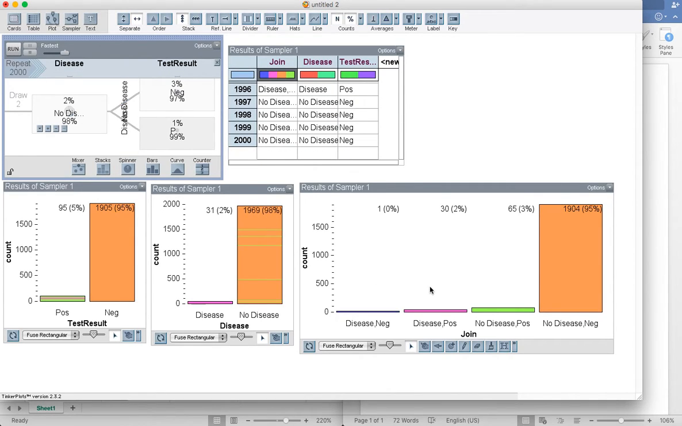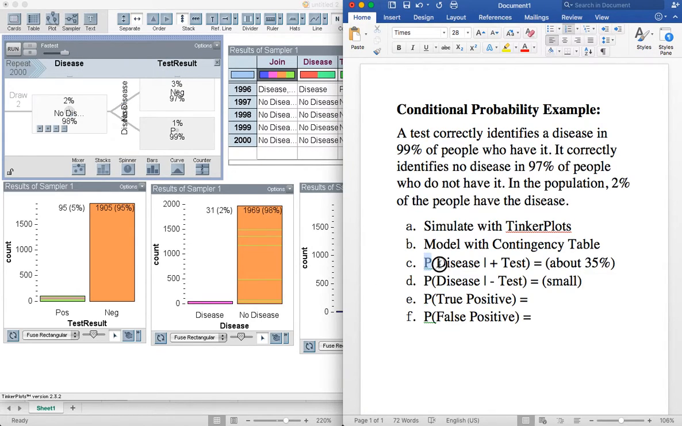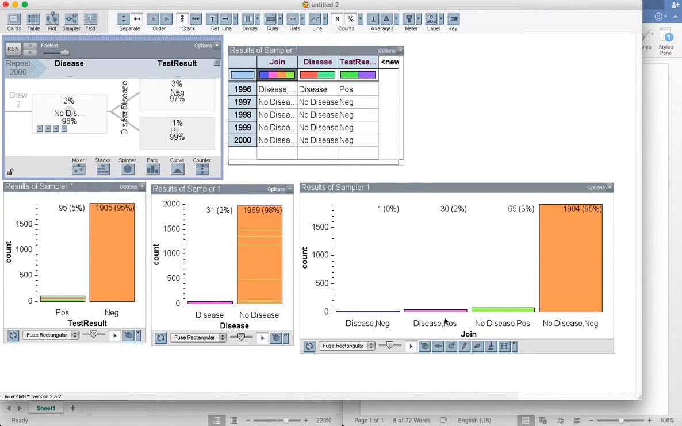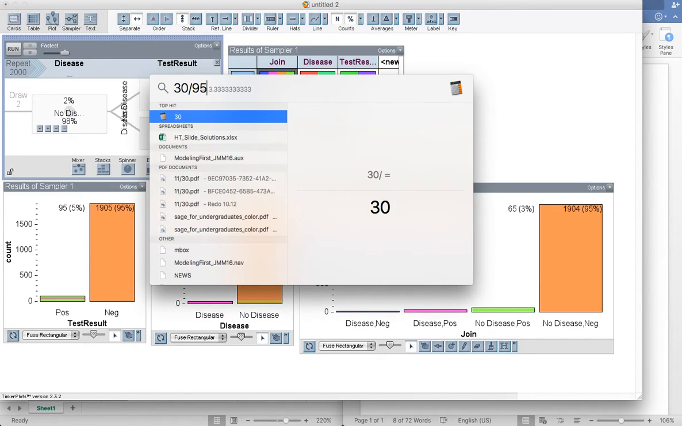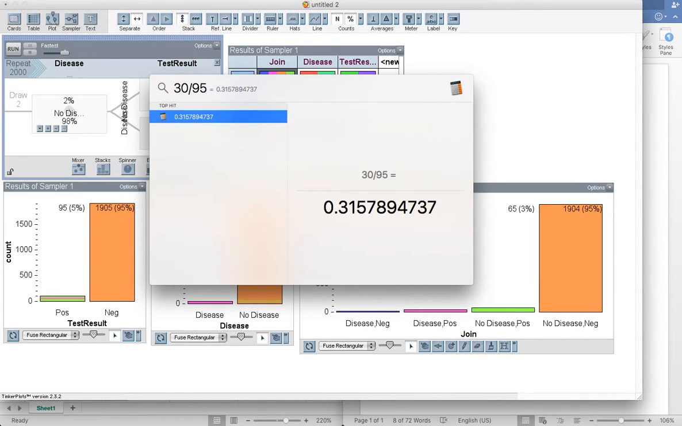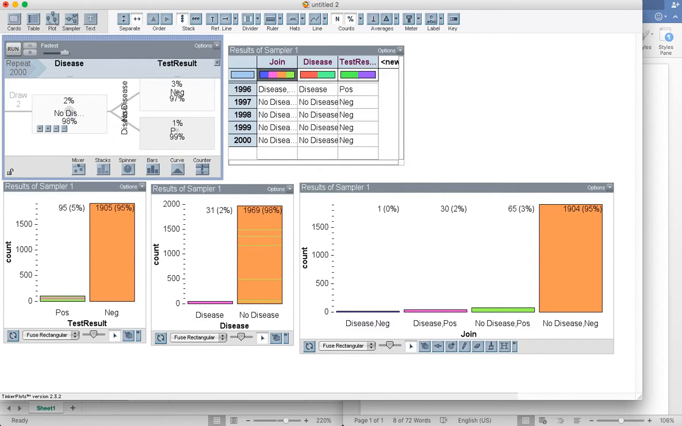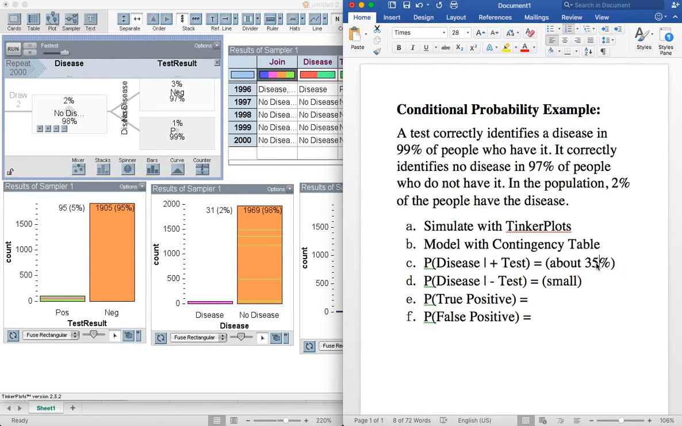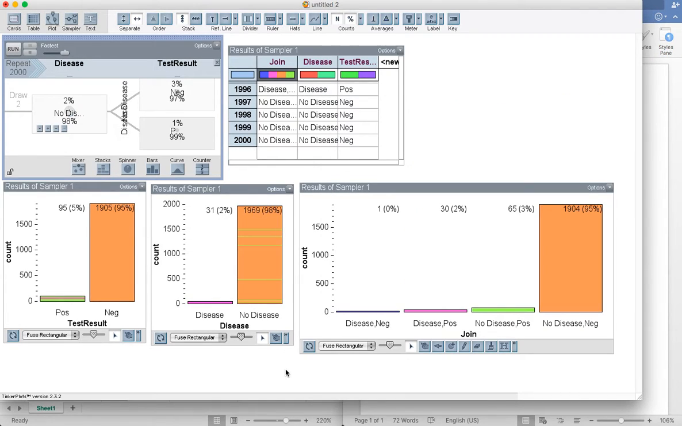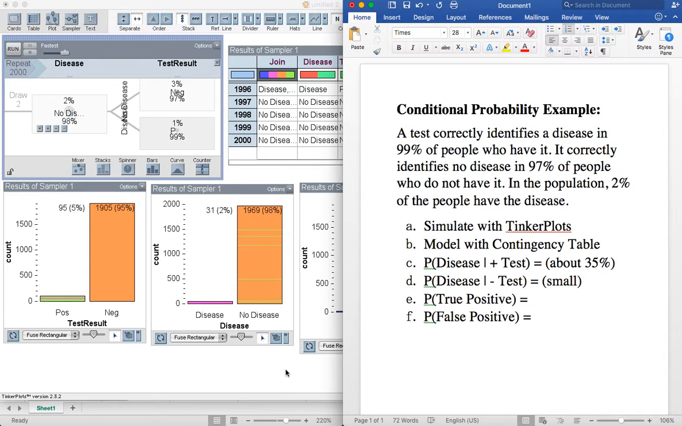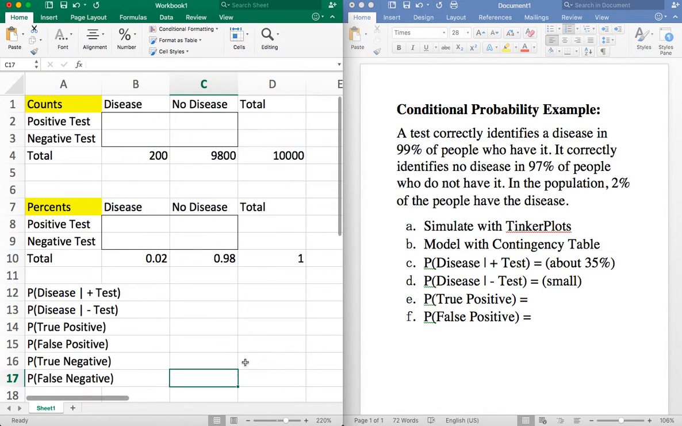So let's look at this one. If I want to estimate this guy again, the disease given a positive test, that's 30 people out of 95. Well, that's a 32% chance, which is a little bit less than our estimate from before. Tinkerplots is good at making estimates for us. So we've done the simulations and we've made some estimates. Okay, now let's go to Excel and see what's going on here.